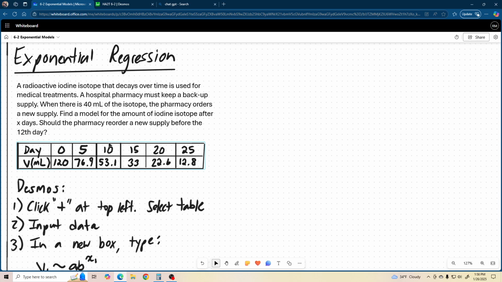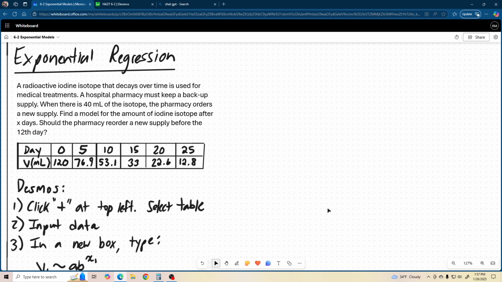Okay. So basically, our hospital keeps a certain amount of this iodine isotope, and every day they use so much. And the amount that they use is not linear, it's exponential. I'm not sure why that is, but that's the way it works. So what they want to know is, how can we graph this?